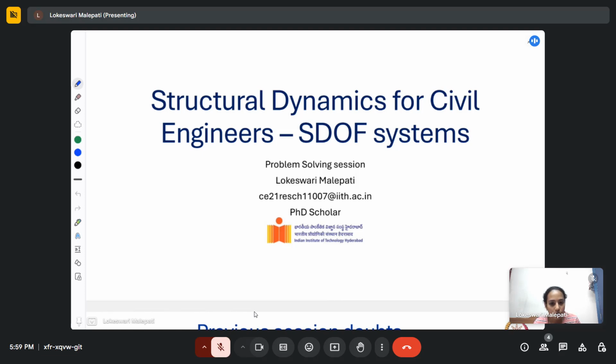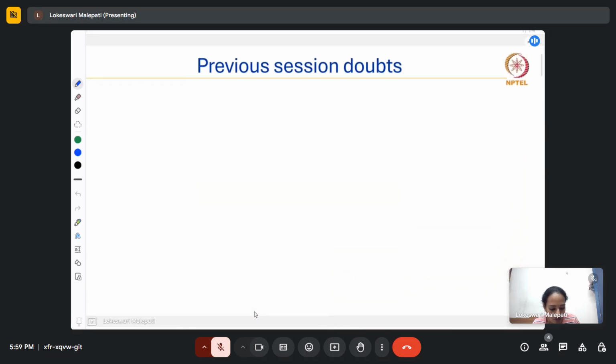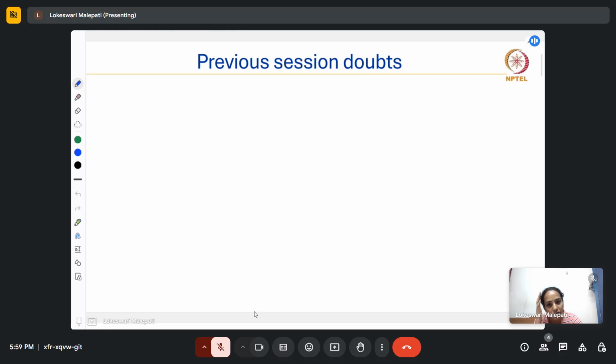In the previous problem solving session there were a few doubts that were asked. One was: is there any proof for D'Alembert's principle? Actually there is a proof for D'Alembert's principle. It is just a restatement of Newton's second law of motion, and it's actually proved using a virtual displacement method. It's a very old derivation, probably proved in the 18th century or so. So I think it's not very important to know that derivation.